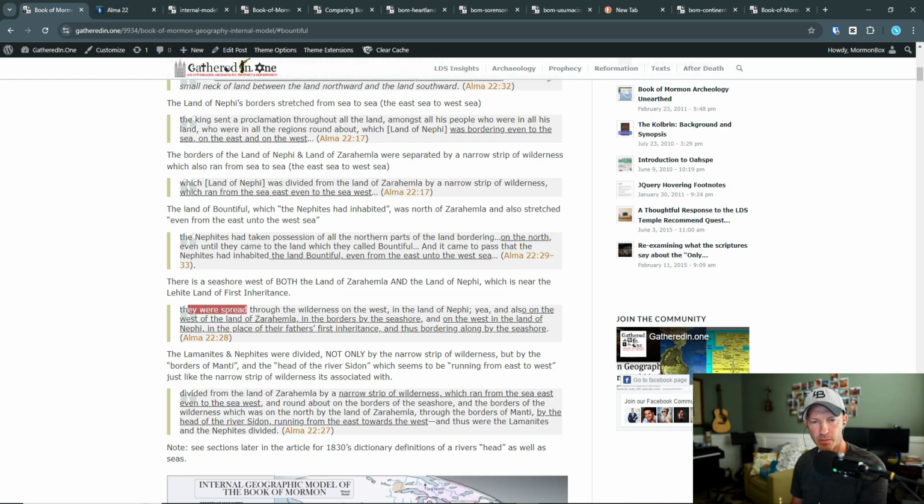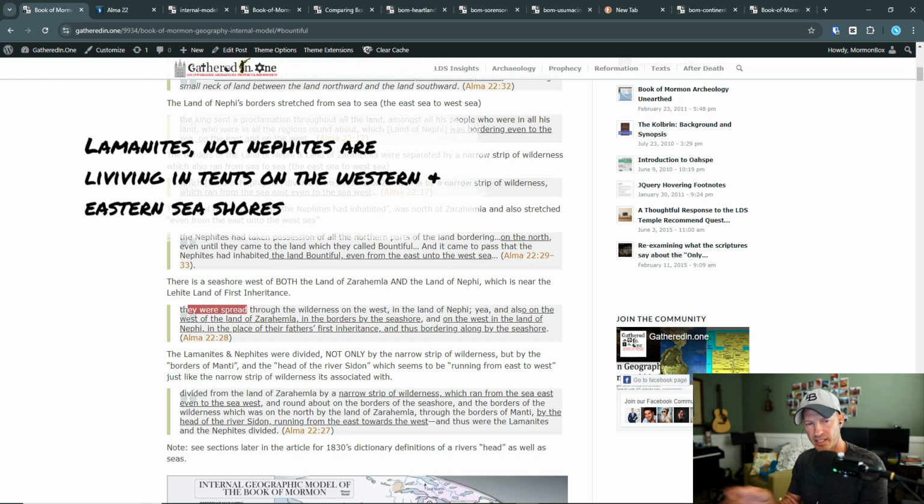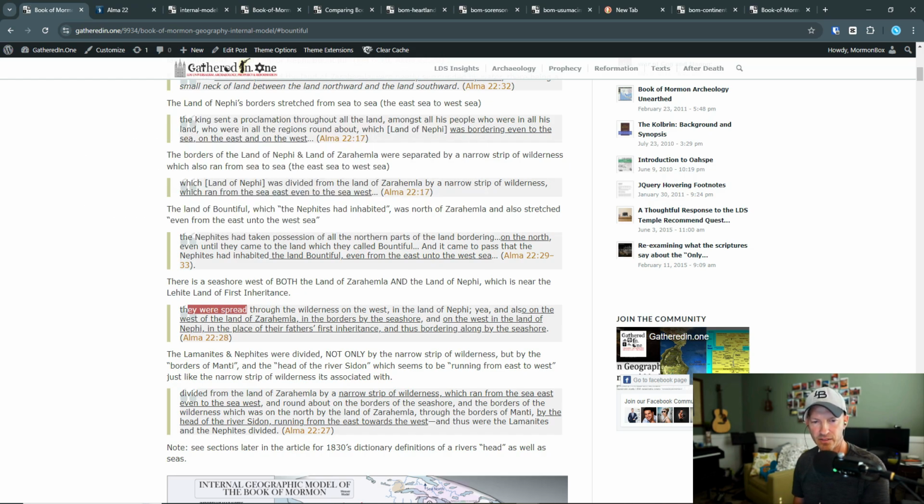It says, they were spread through the wilderness on the west in the land of Nephi, yea, also on the west of the land of Zarahemla. So the Nephites are living in tents in the wilderness on the west of Nephi and in the land west of Zarahemla. And it even says on the east and the west, because they're completely surrounded by it. If you read the entire Alma 22:28, we'll cover it in a second.